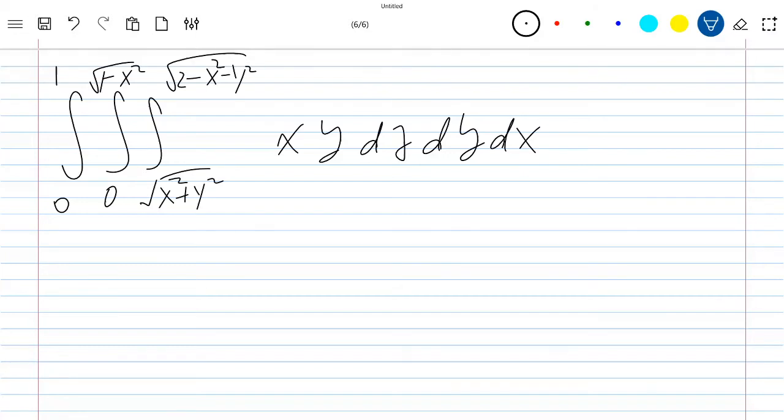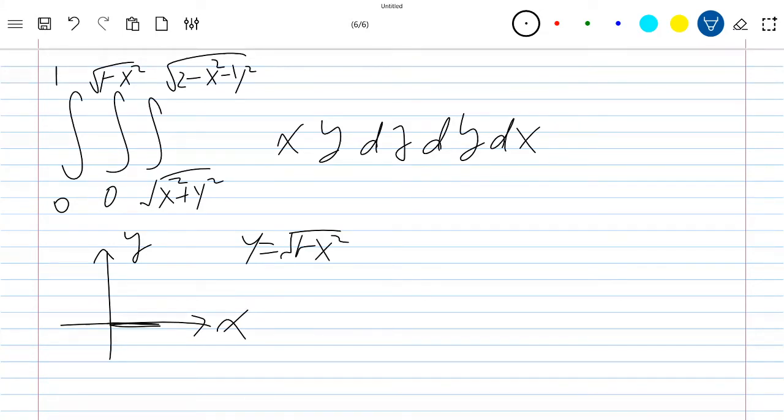Let's see how. So let's see, what's the range of x? Let's first plot what's happening in the xy plane. X is between 0 and 1, and y is between 0 and that. Y equals square root of that. That's certainly a circle of radius 1, right? So that's the xy plane. Then on top of that, you will have a 3D object between the lower limit and higher limit.